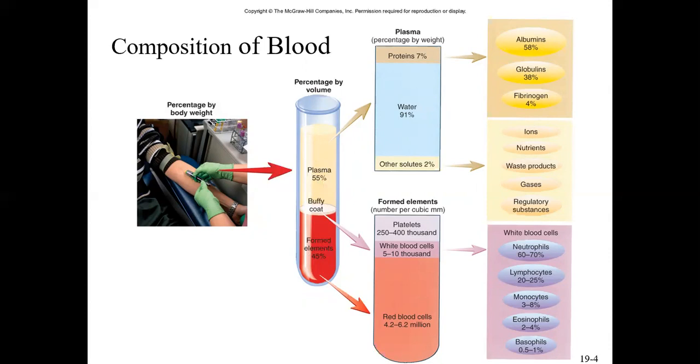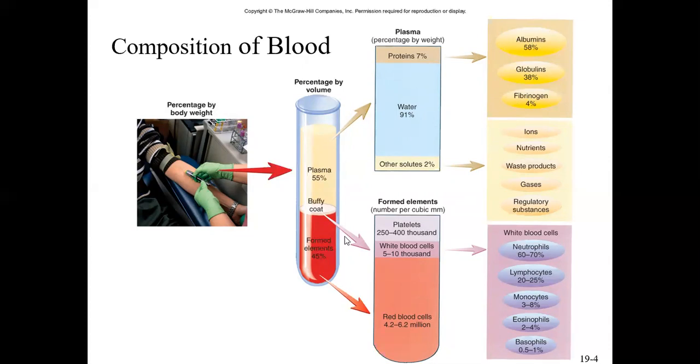A little over half of that blood sample would be called plasma, and inside of the plasma you can see it has mostly water. There's also some proteins dissolved, and there's something called other solutes. The figure shows you what each one of these accounts for. For example, there are 3 examples of proteins, which we'll look at briefly: albumins, globulins, and fibrinogen. And then you also have some other dissolved solutes, things that are dissolved in the plasma, such as ions, nutrients, waste products, gases, and regulatory substances, which is just another way of saying hormones and enzymes.